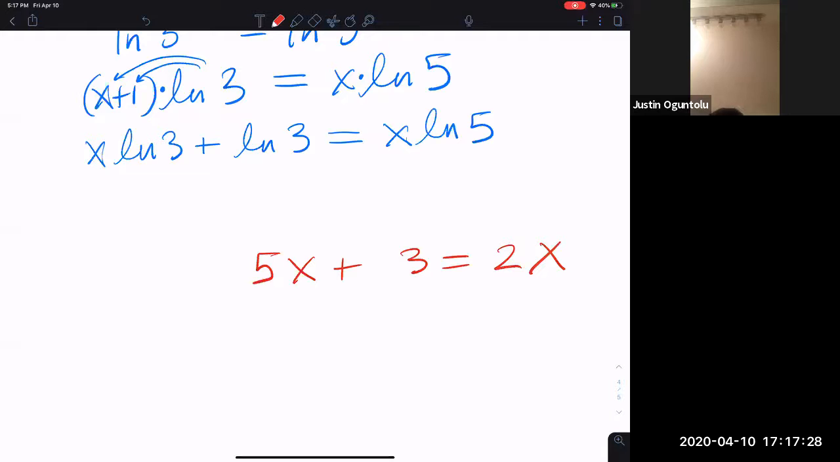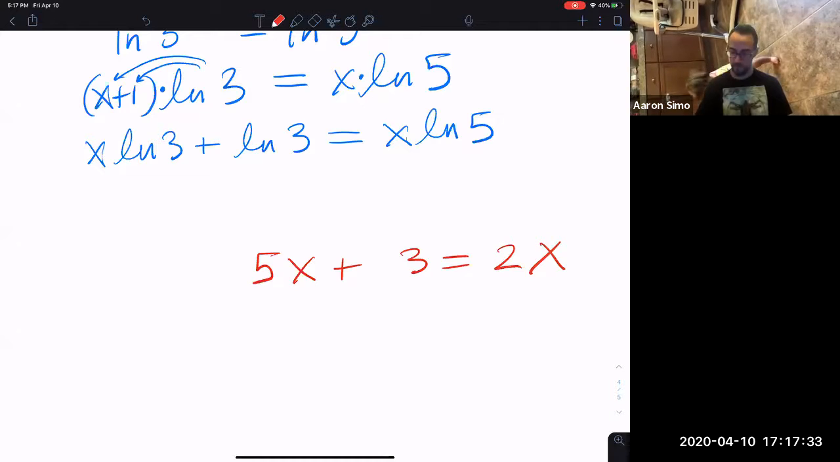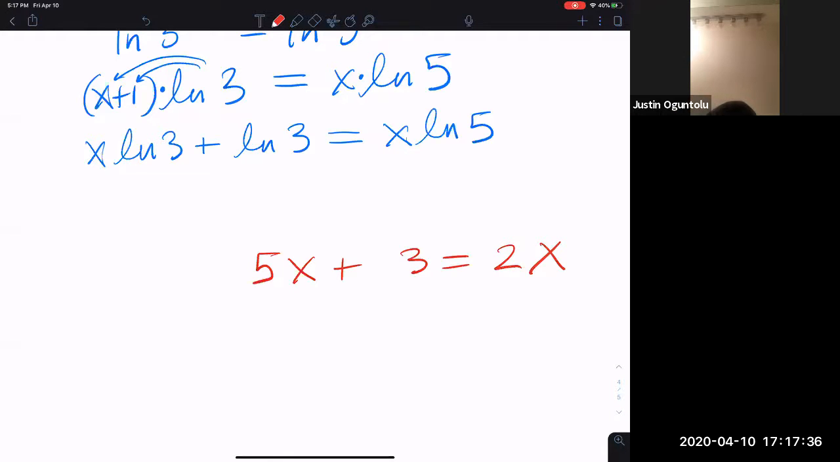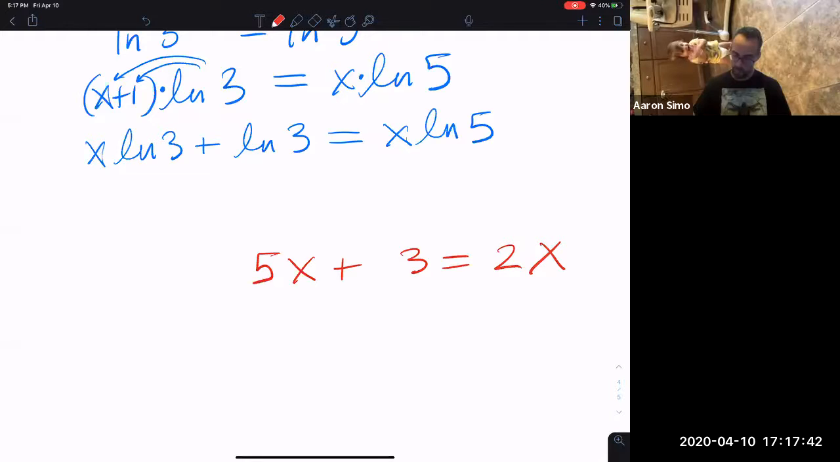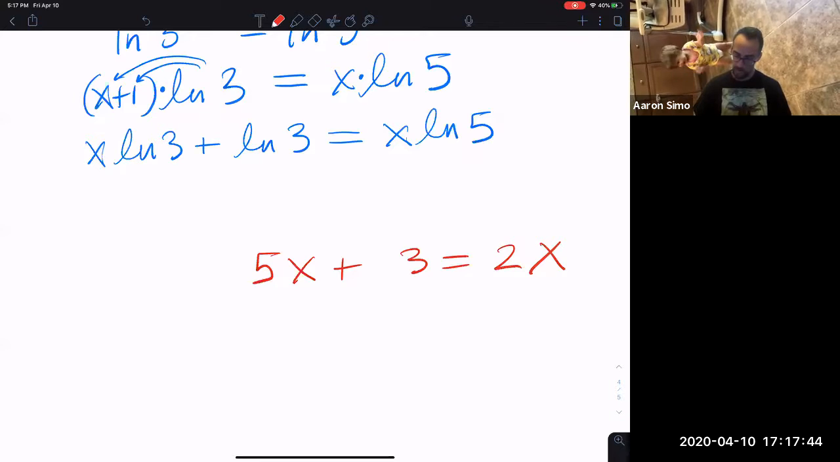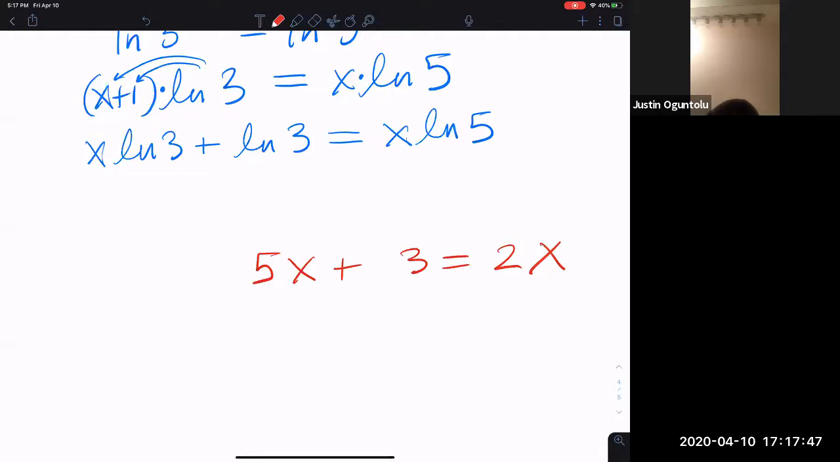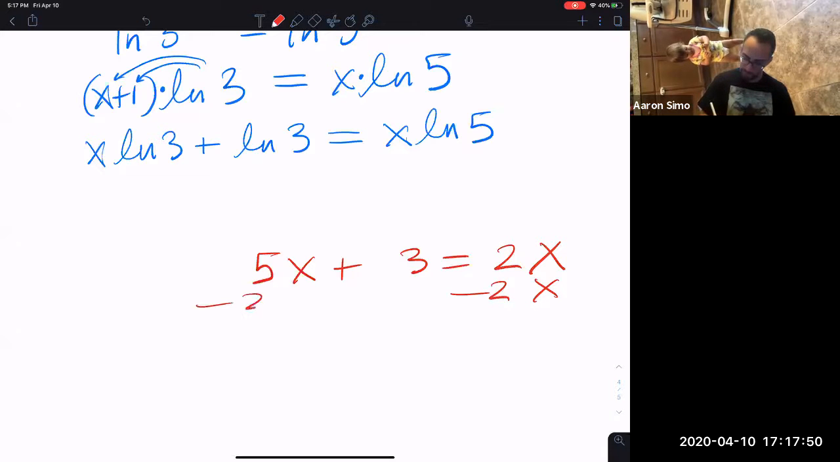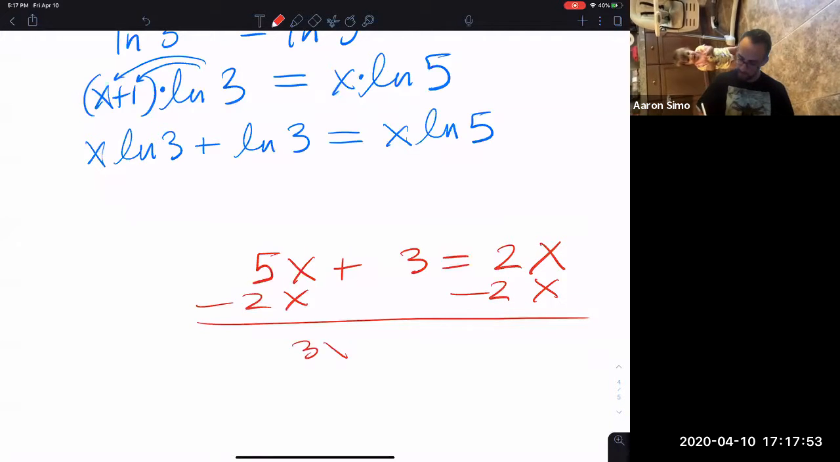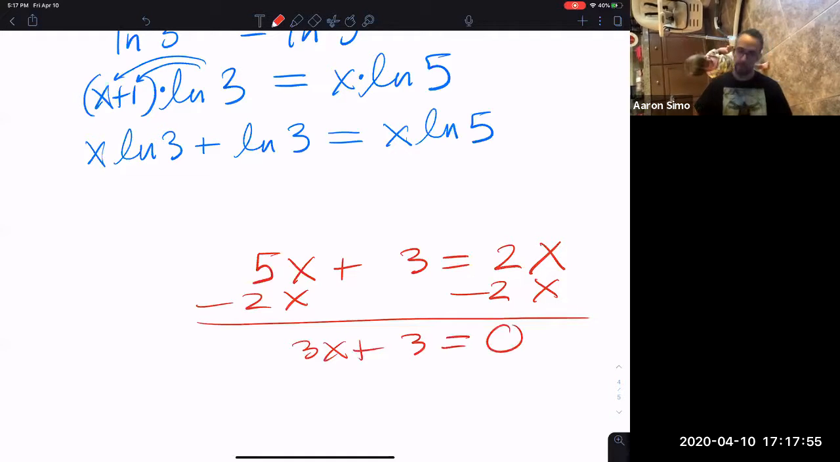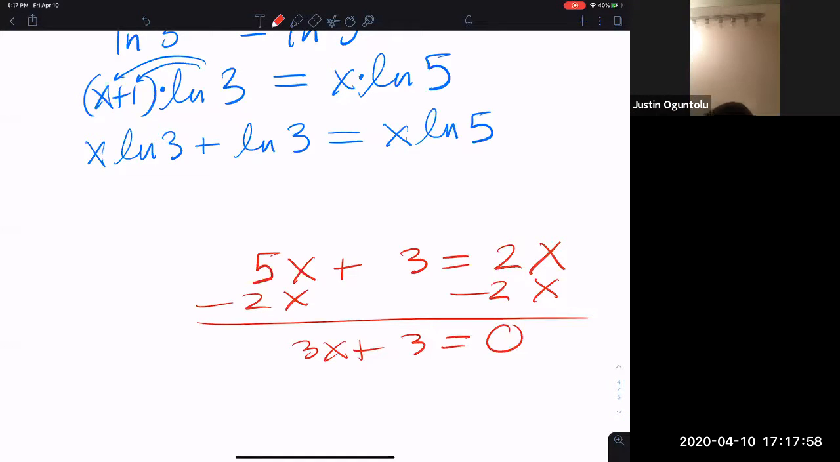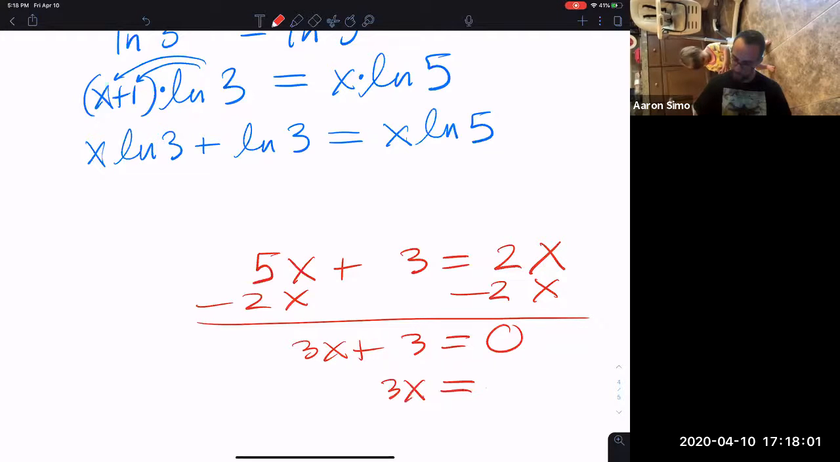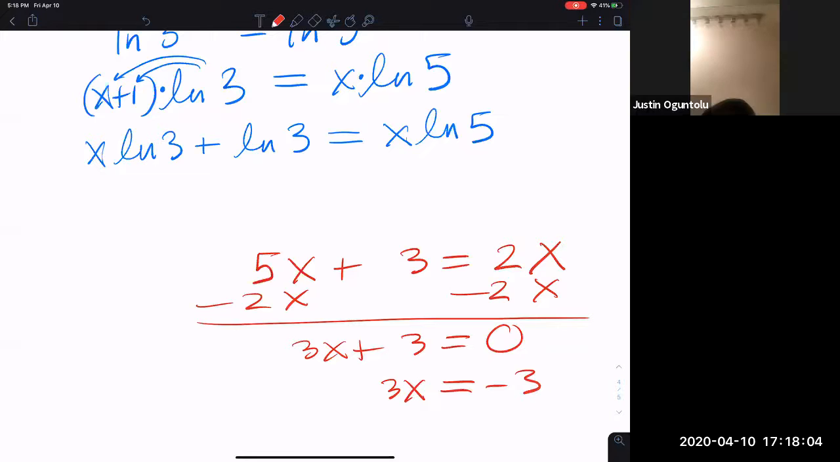I would want to get the x's both on the same side. I would either subtract 5x to put a negative 3x on the right, or subtract 2x to make it 3x plus 3 equals 0. Okay, subtract 2x, and you get 3x plus 3 equals 0. Then I would subtract 3 from both sides to get 3x equals negative 3. And then divide by 3 to get x equals negative 1.